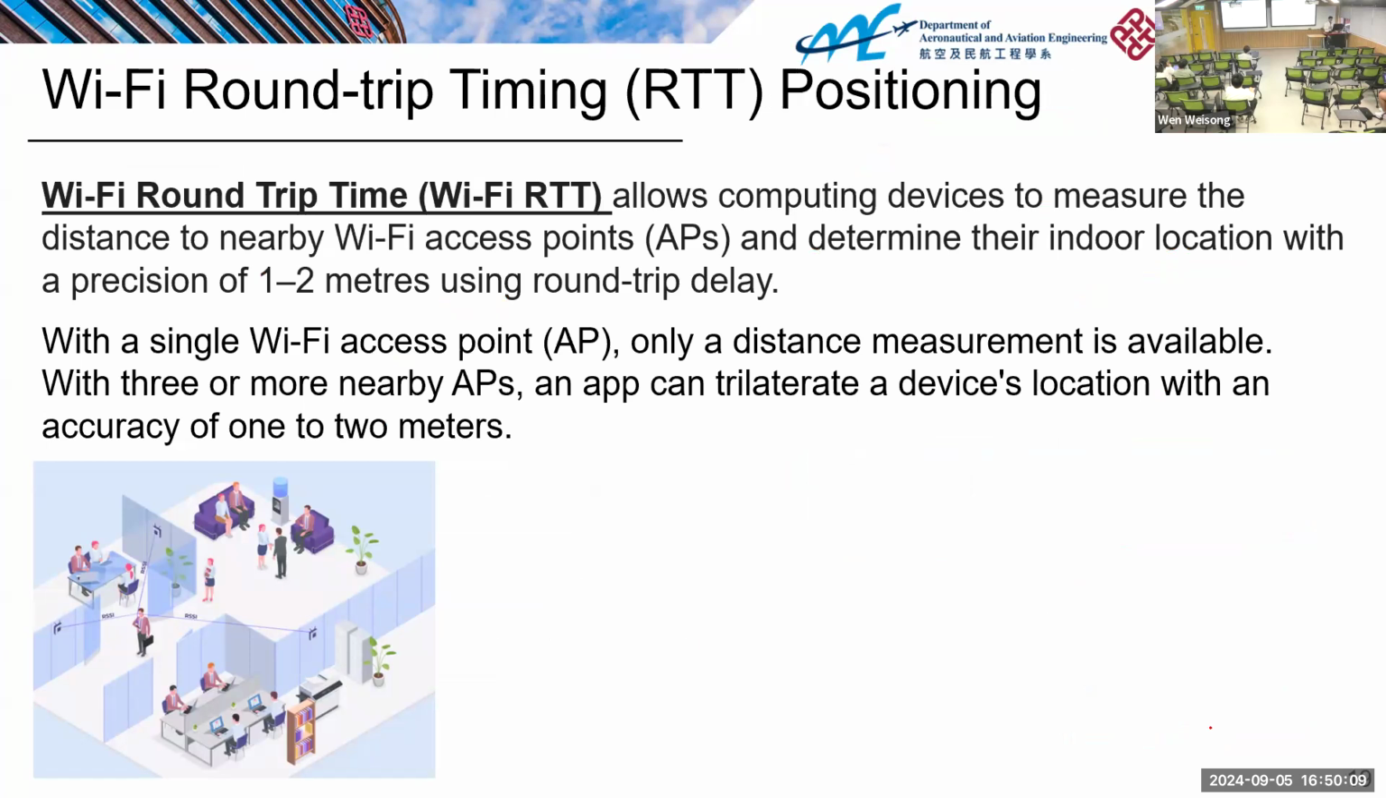So Wi-Fi RTT is a very good example belonging to TDOA. Wi-Fi RTT is a technology that allows computing devices to measure the distance to a nearby Wi-Fi access point. The access point is the Wi-Fi router, okay? We call it a Wi-Fi AP. Based on the time difference, for example, the signal transmitted from this AP to this user, the time difference multiplied by the speed of light is the distance. And as I just mentioned, the location of the AP is usually a known variable. We can already get this location, maybe from some geodetic solutions. With a single Wi-Fi access point, only a distance measurement is available. Only one measurement is available.